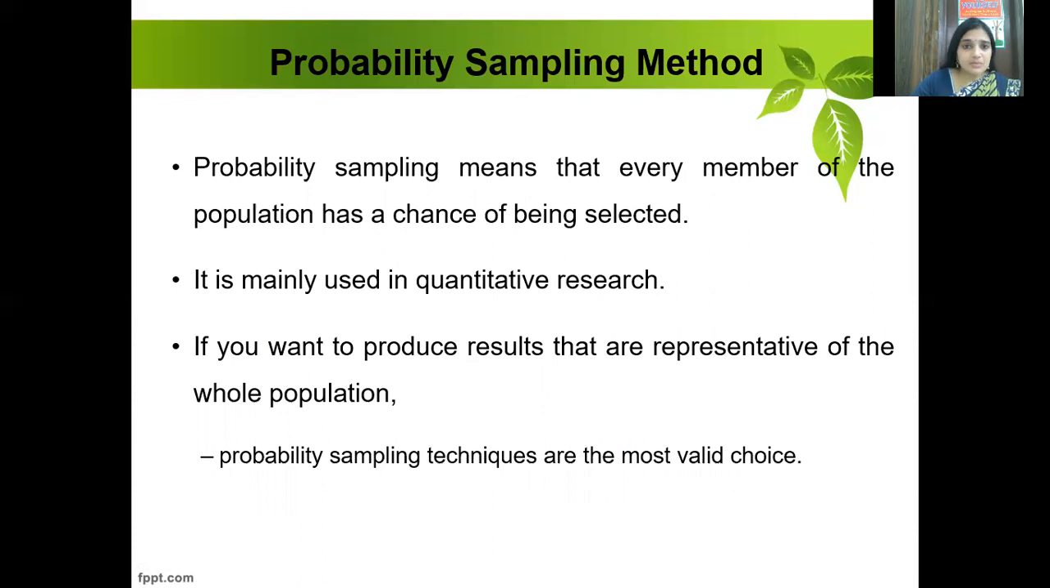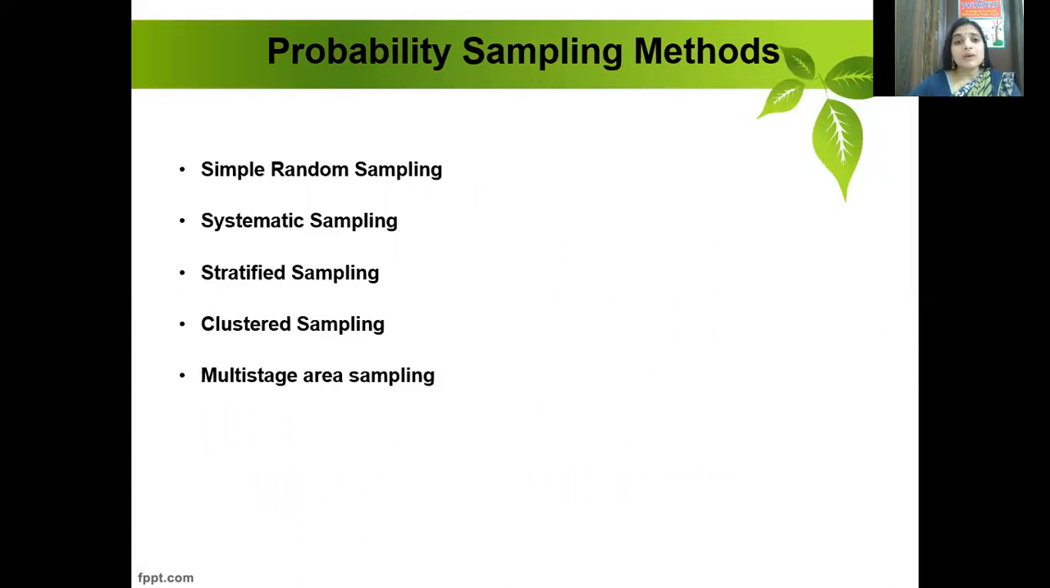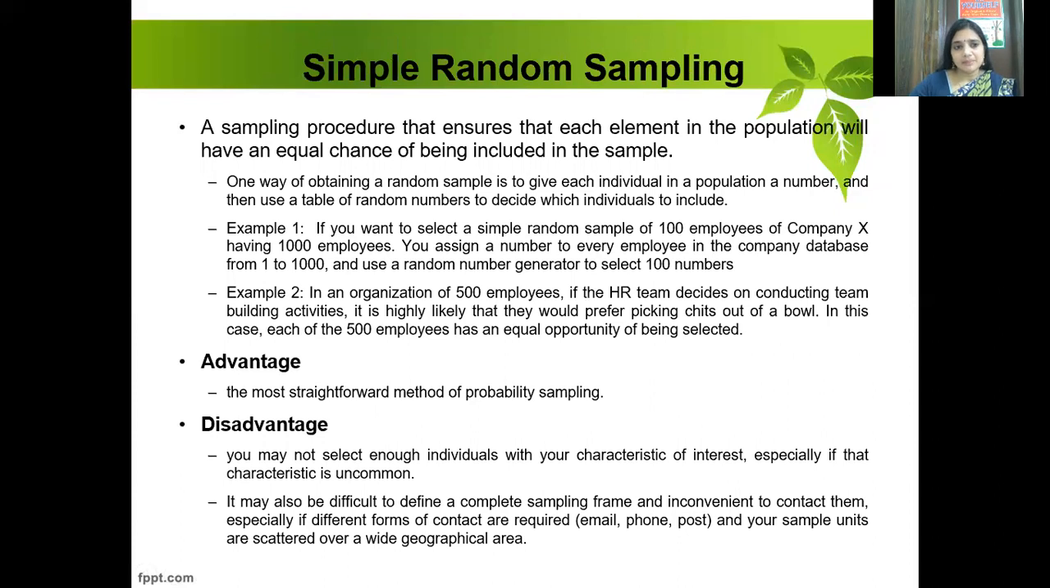So this is the best method, and this is also bifurcated into 4-5 methods. We will discuss them now one by one. One is simple random sampling, then systematic sampling, then stratified sampling, cluster sampling, and multi-stage area sampling. Let us start with simple random sampling. It is a sampling procedure that ensures that each element in the population will have an equal chance of being included in the sample. It is just a randomly selected sample.